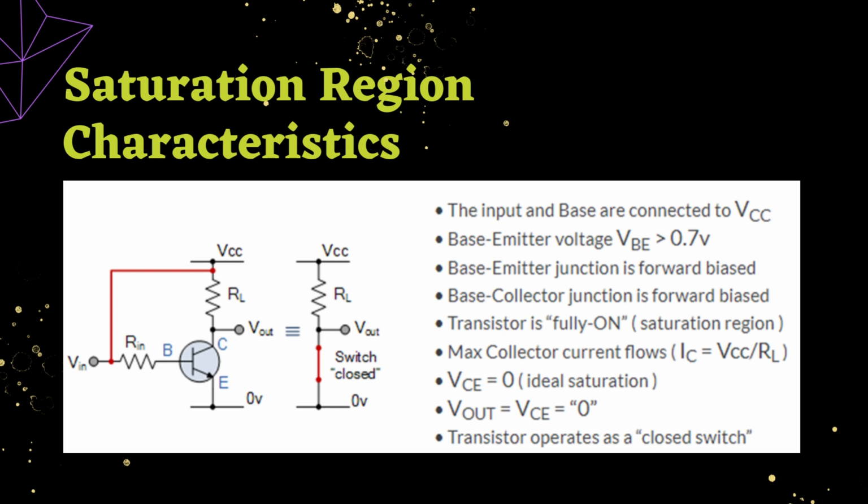For the saturation region characteristics, this is only the inverse of the cutoff region characteristics. The input and base are connected to VCC. Base emitter voltage VBE will be equal to 0.7 volt or above. Base emitter junction is forward bias. Base collector junction is forward bias. And then the transistor is fully on. The collector current flow will be maximum, and VCE will be equal to 0 if the transistor produces ideal saturation, and Vout equals VCE equals 0. Lastly, the transistor will operate as a closed switch.